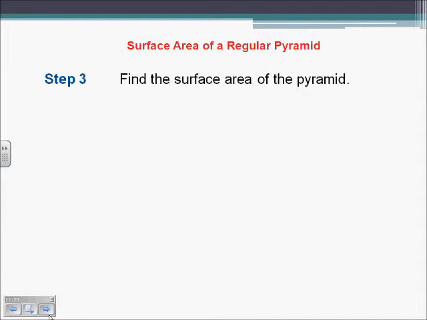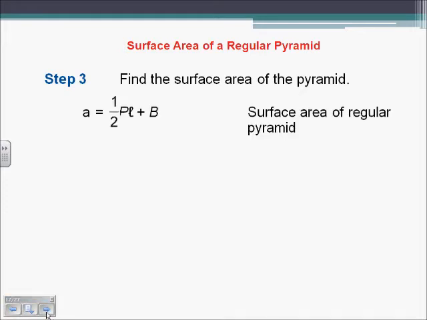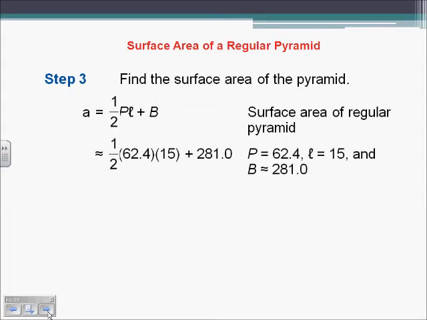The last step then is to find the surface area. We just plug that into our surface area formula, area of the base plus 1/2 our perimeter times our slant height. So we're going to have 1/2 62.4 from our perimeter times our slant height of 15 plus the area of our base, which is 281.